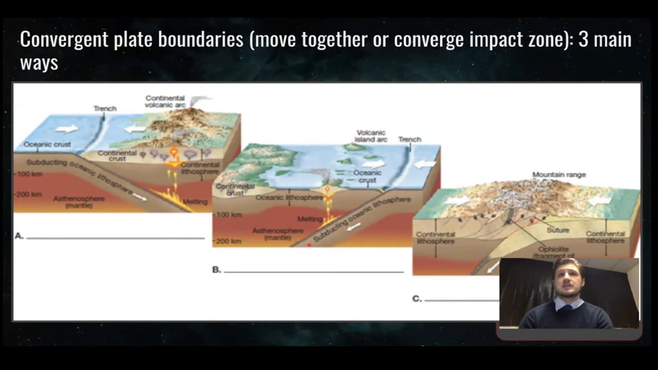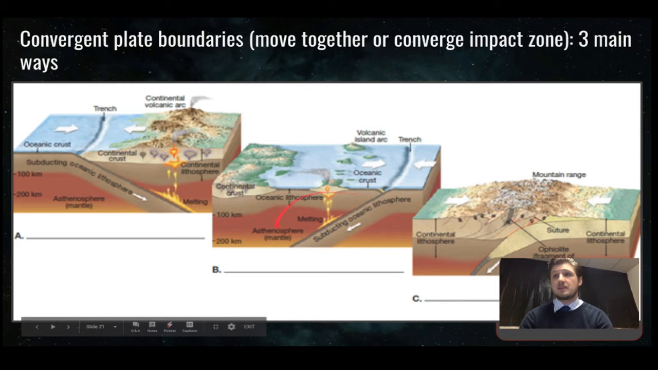So here you can see the other types of convergent plate boundary. I talked here about this one, where we've got an oceanic crust subducting under a continental crust. Continental crusts tend to be a lot thicker and obviously bigger, so the smaller, lighter crust will dip underneath the bigger one. And the second type we have is an oceanic crust subducting under another oceanic crust.